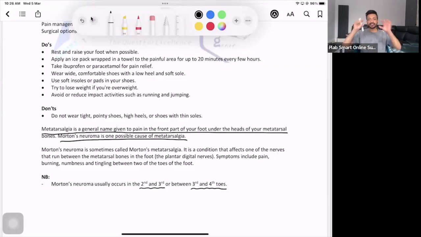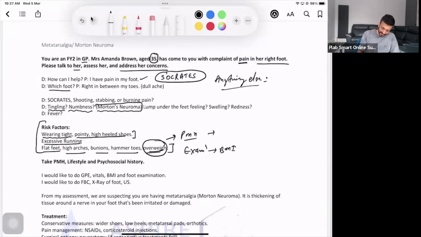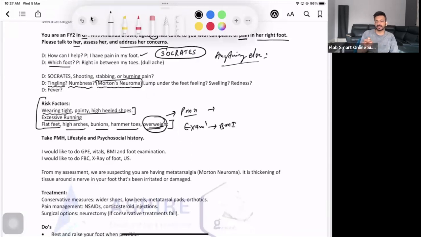So metatarsalgia is a big umbrella term. Morton's neuroma is a part of it. So that is why when you have a case of Morton's neuroma, mostly you will see doctors say it is Morton's metatarsalgia. So the name that we give is Morton's metatarsalgia. So when you elaborate it, when you give the diagnosis, you can give the diagnosis of Morton's metatarsalgia as well.